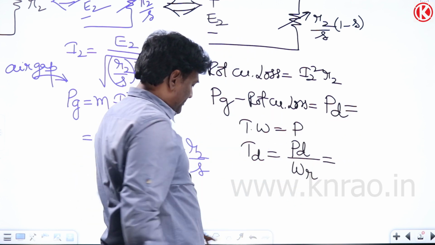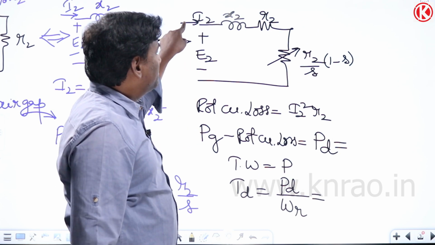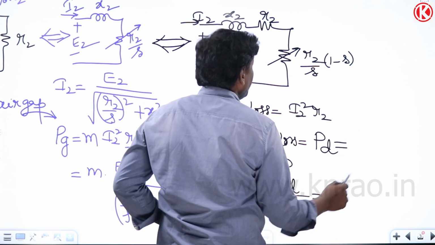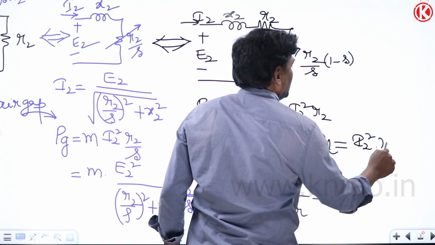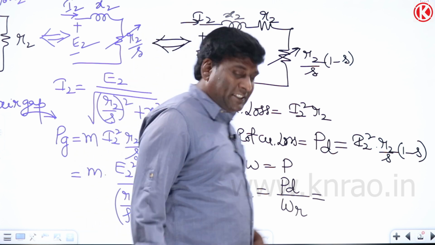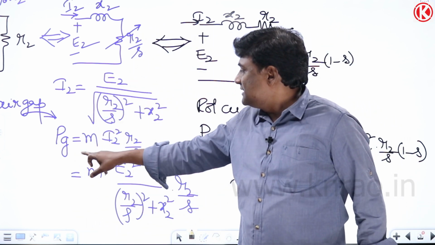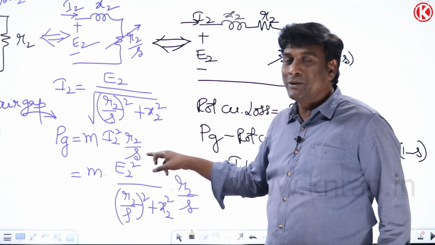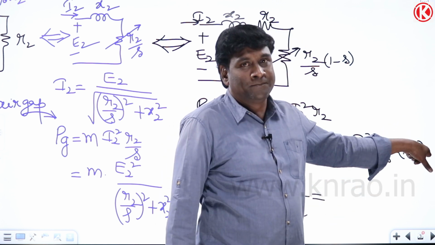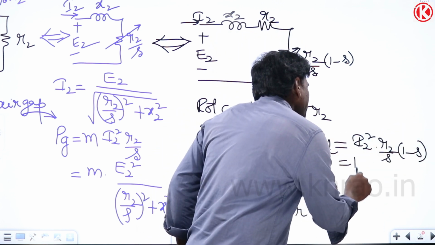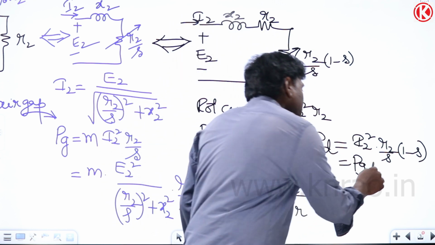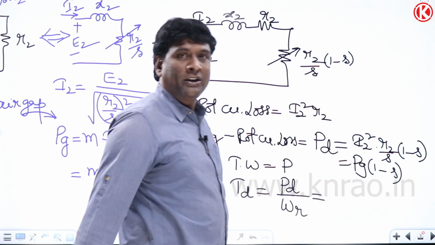Now let me convert this. What is PD here? PD is going to be I2 square into R2 into (1 minus S) by S. Now if I think of PD, it is going to be I2 square R2 by S into (1 minus S). Here I2 square R2 by S is the air gap power PG, and developed power is going to be I2 square R2 by S into (1 minus S). So this can be written as PG, the gross power coming from the air gap power, into (1 minus S). Logic you will come to know.